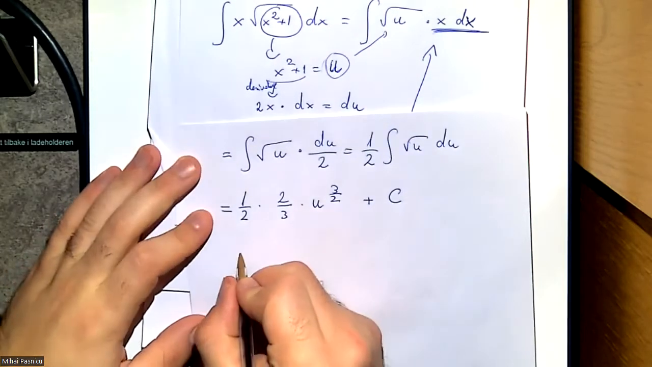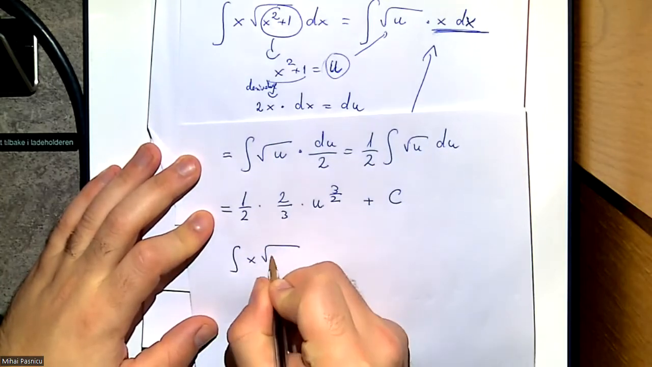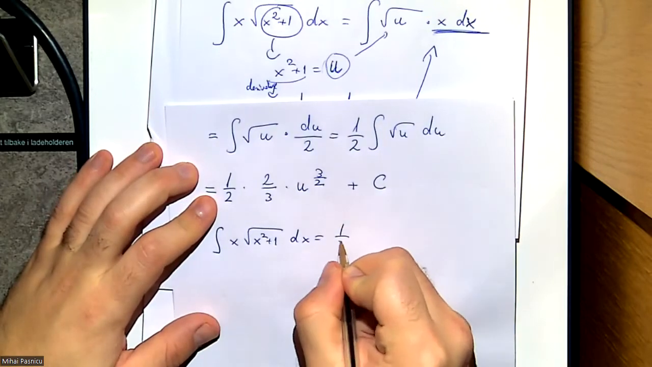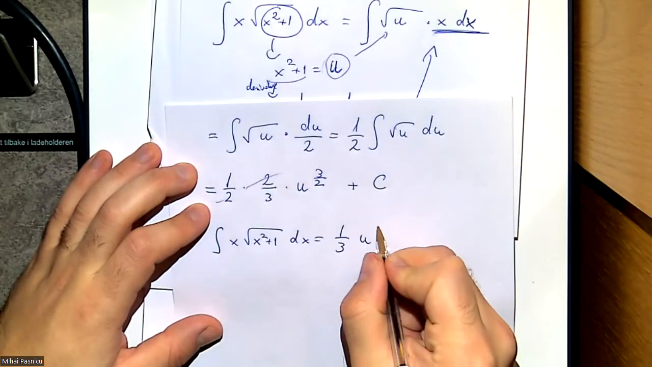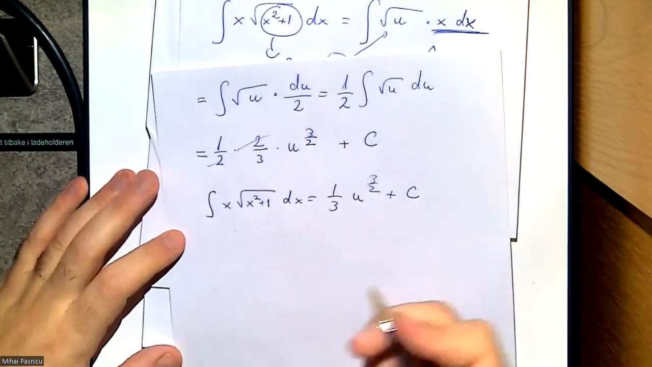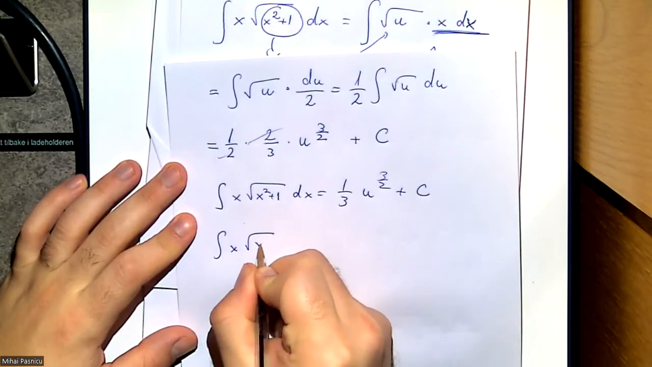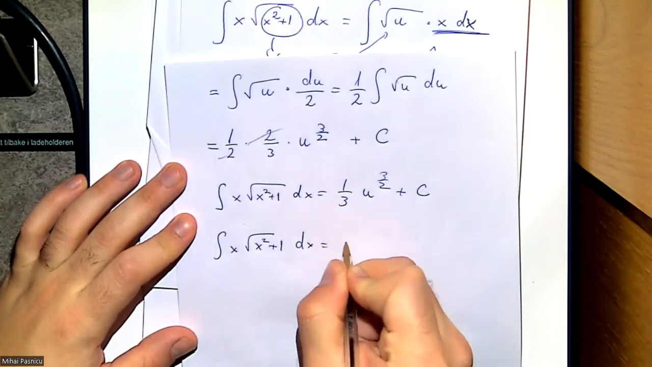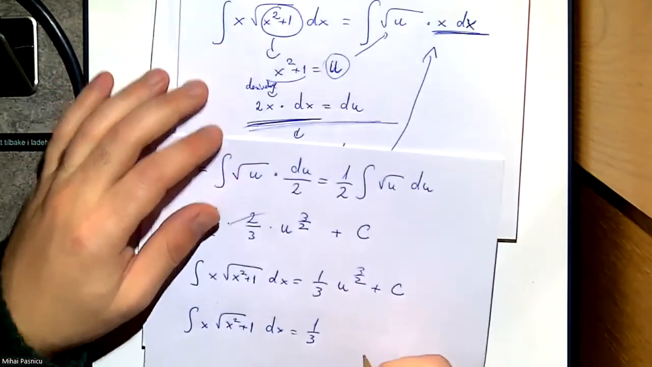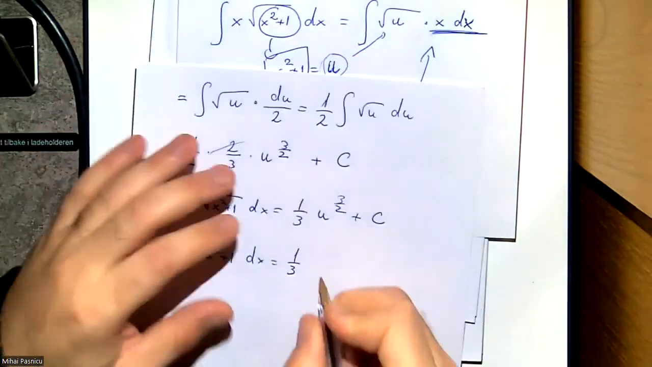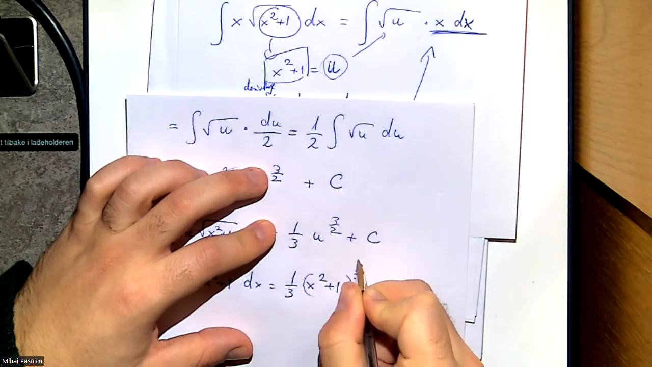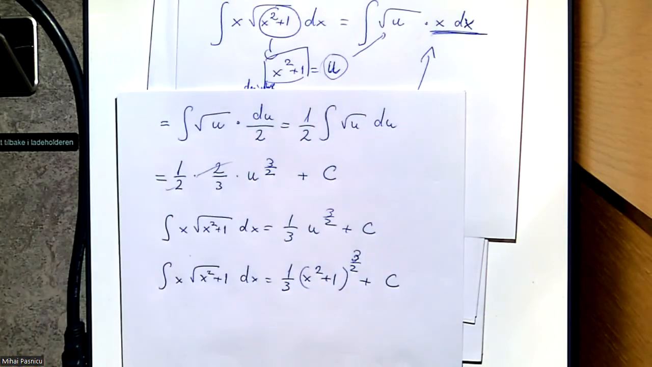All right, am I done? No, I need to give the final answer. The integral of x square root of x squared plus 1 dx is equal to 1 over 3, u to the 3 over 2, plus c. Again, remember, apples and bananas, not okay. So I just plug it in and I get 1 over 3 times, my substitution was x squared plus 1, so I have x squared plus 1 to this power, plus a constant.